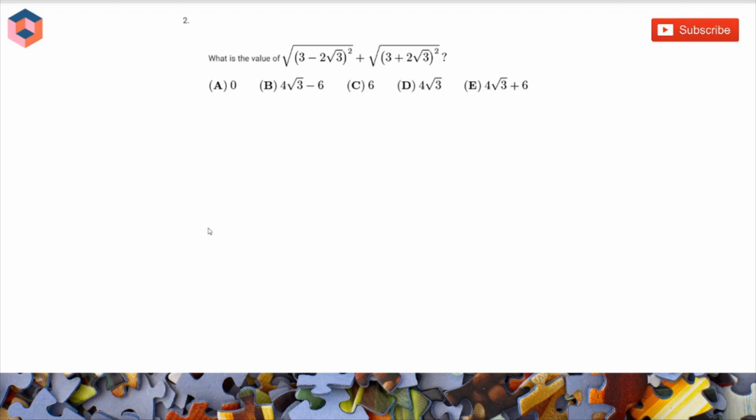Notice that 3 minus 2 times the square root of 3. The square root of 3 is approximately 1.7 something. So 2 times the square root of 3 would be 3.4 something, maybe even 3.5 something. But regardless, it's more than 3. So this value is negative. Now when you square it, you'll get the positive counterpart of this, because all squares are greater than 0.